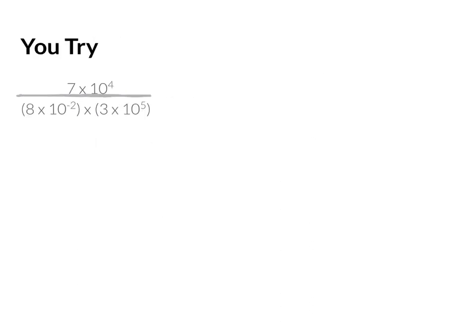Now here's one for you to try. Pause the video, try it on your own, play and check your answer. Ready? Here we go. The first thing I'm going to do is simplify this denominator. That is 8 times 3, rearranged, multiplied by 10 to the negative 2 times 10 to the positive fifth. 8 times 3 gives me 24. 10 to the negative 2 times 10 to the positive 5 gives me 10 to the third power.